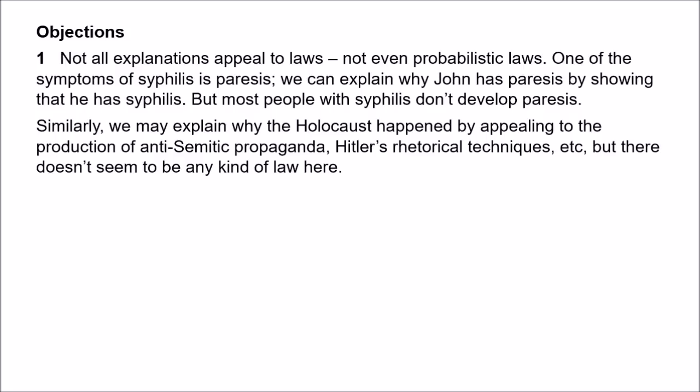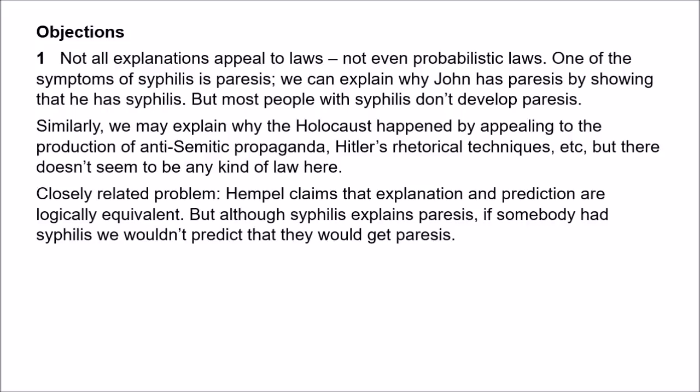So this problem is closely related to another difficulty. We've seen that Hempel defends a symmetry thesis. He says that explanation and prediction are logically equivalent. It just depends on when the argument is given. The trouble is, it looks like some explanations just can't be turned into predictions. If somebody has syphilis, you wouldn't predict that they will develop paresis. You'd actually make just the opposite prediction, because it's more likely that they won't develop paresis. But still, we think the syphilis explains the paresis.